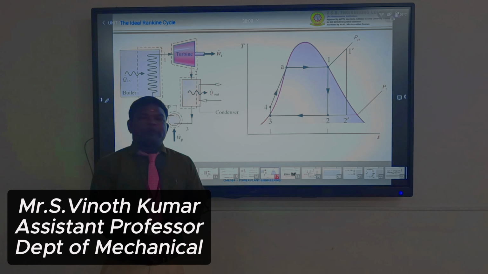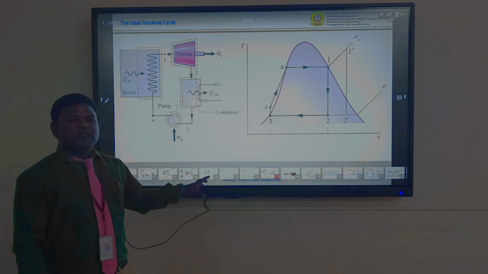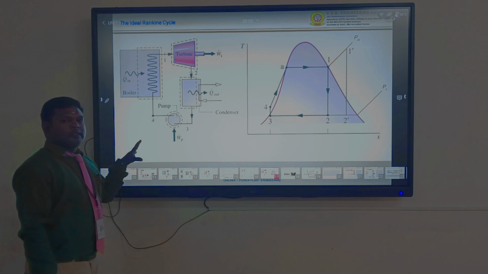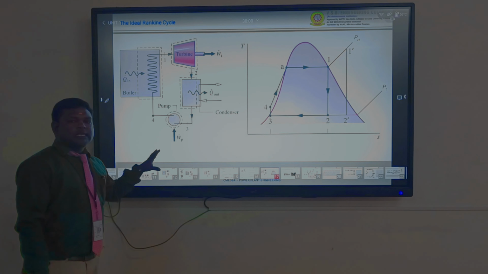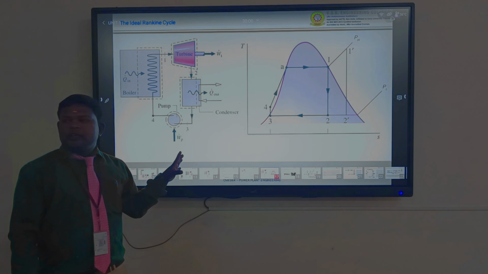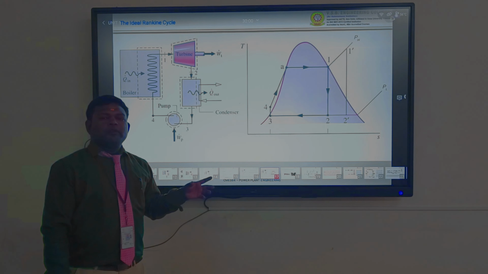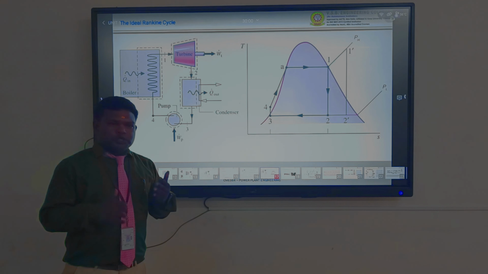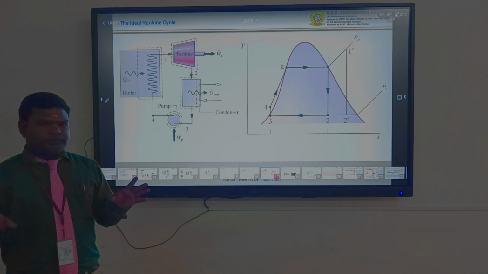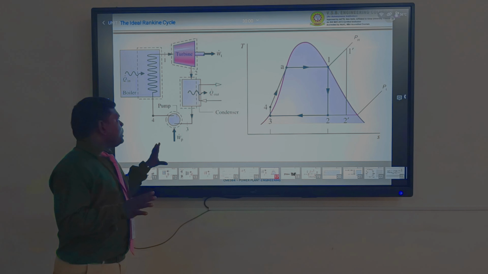Let us discuss the topic of the ideal Rankine cycle. Before that, we should know what the base is. The ideal Rankine cycle is the base working of a steam power plant. In a steam power plant, water is converted into steam, and the steam is then converted into energy, like electrical energy. The same thing we have to follow here.